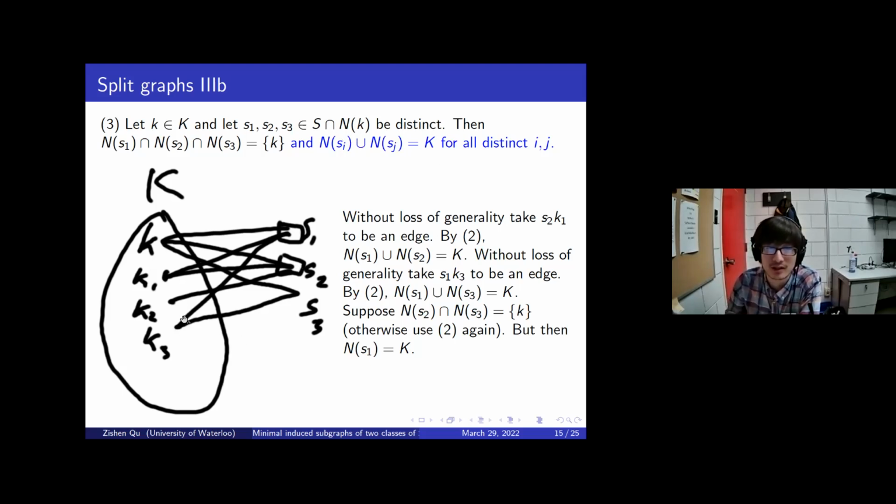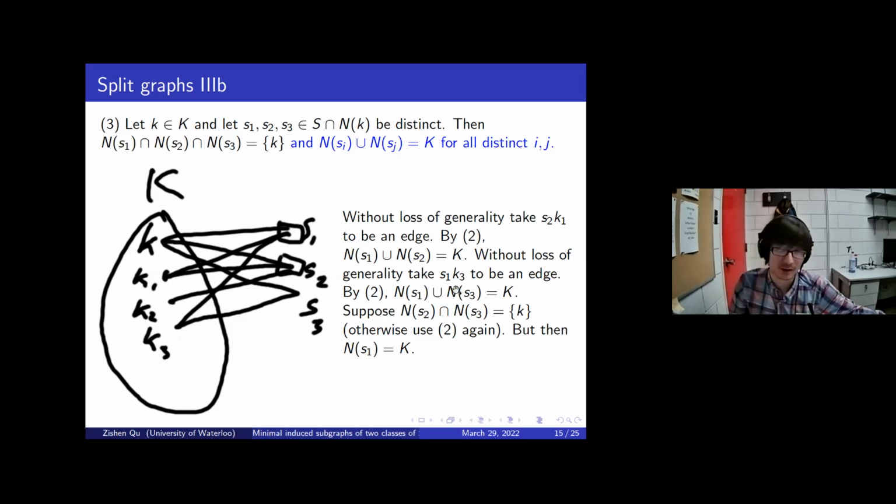And if you look at just K3, it has to be adjacent to S1 or S2 because the neighborhood of S1 and S2 is all of K. So suppose it's S1. So I draw this edge, S1 to K3. Okay, well now S1 and S3 have a common neighborhood of size more than 1, so the union of their neighborhoods is also going to be just the entirety of K.